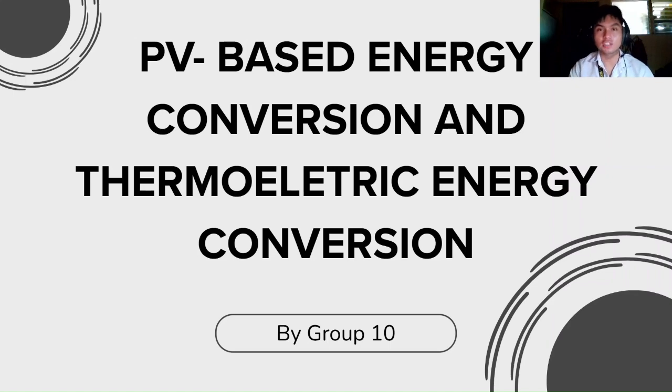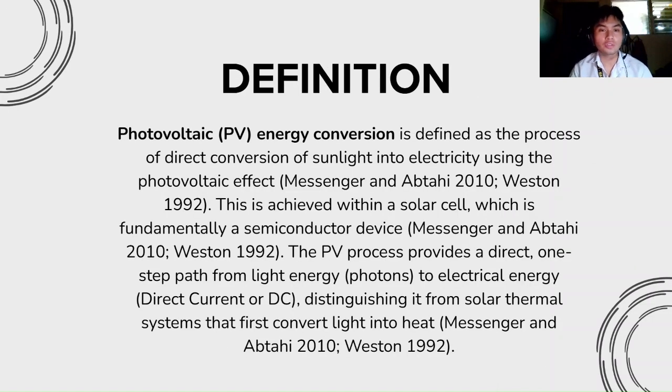Okay, let's get started. Definition: photovoltaic energy conversion is defined as a process of direct conversion of sunlight into electricity using the photovoltaic effect. This is achieved within a solar cell, which is fundamentally a semiconductor. The PV process produces a direct one-step path from light energy, photons, to electrical energy, that is direct current, distinguishing it from a solar thermal system that first converts light into heat.